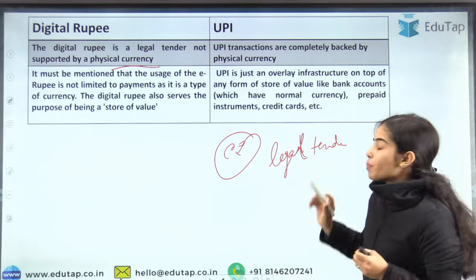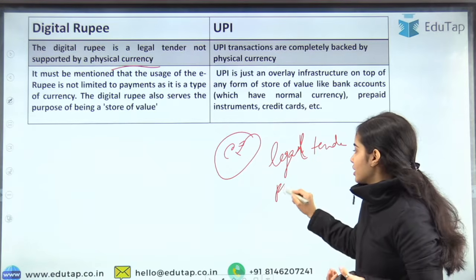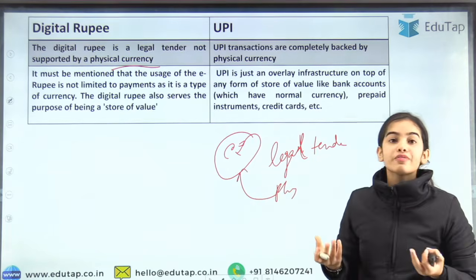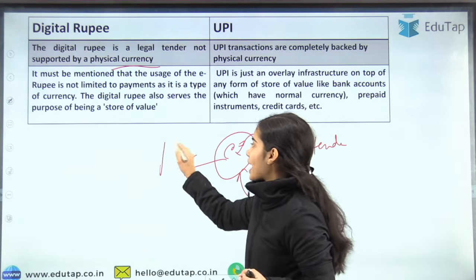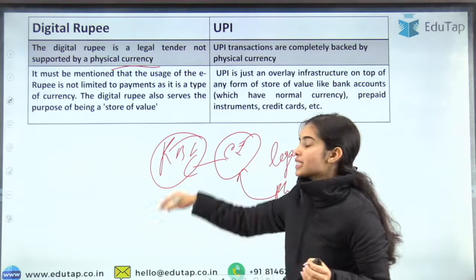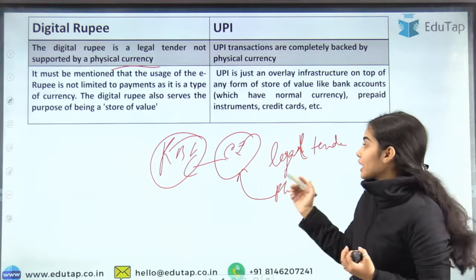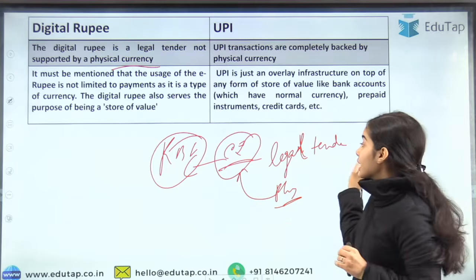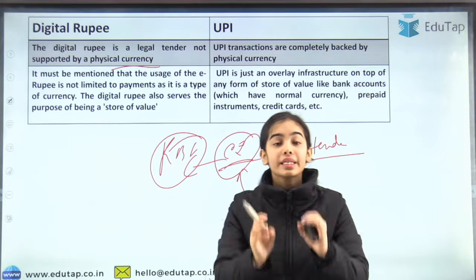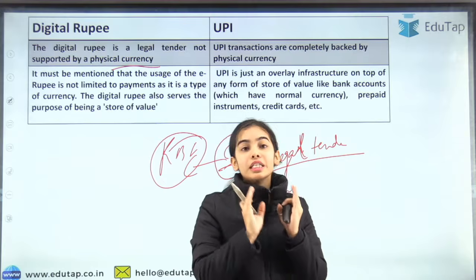So it needs no backing of the physical currency, because it is the substitute of the physical currency. The e-Rupee is what? It is the digital currency that has the backing of the Reserve Bank of India, that has the backing of the Government of India. So it doesn't need any physical currency or any other backing. It is in itself the sovereign currency. It is the legal tender.